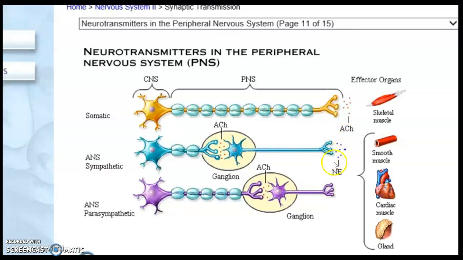So the only place that we have norepinephrine released is from the sympathetic nervous system.